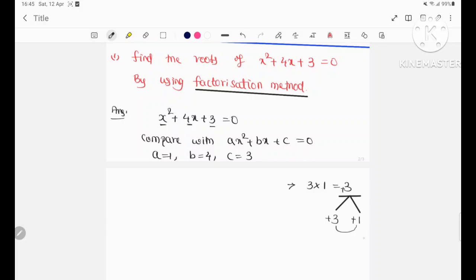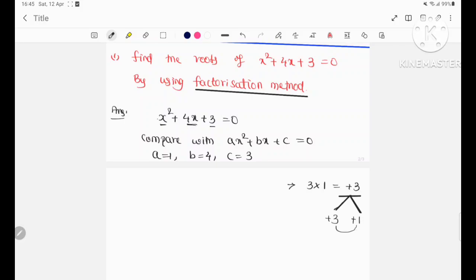So hope you understand. Once again I will explain. The first rule is the constant term and the x square coefficient we have to multiply. That means here 3 and 1. So 3 into 1 is 3. This 3 you should write as factors, so that the addition or subtraction of the factors must be the middle term.